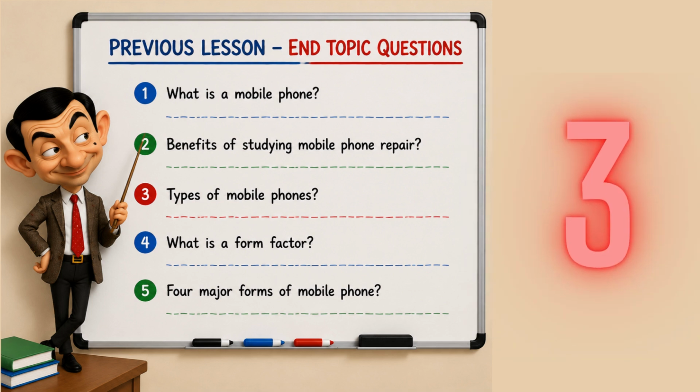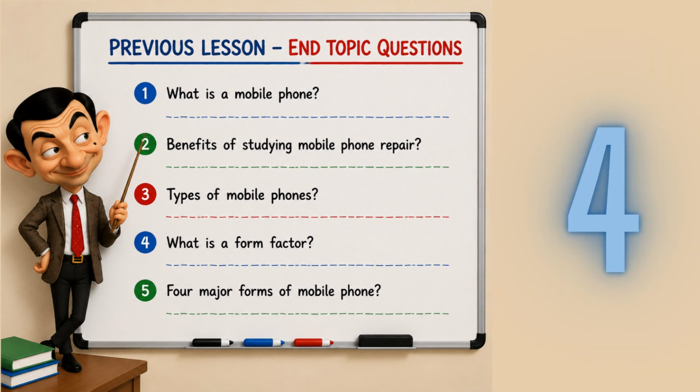Question 3. What are the types of mobile phones? Answer. The four main types of mobile phones are bar phone, touchscreen phone, flip phone, and slider phone. Question 4. What is a form factor? Answer. A form factor is the physical design of a mobile phone. It refers to the size, shape, style, and the arrangement of its major components.